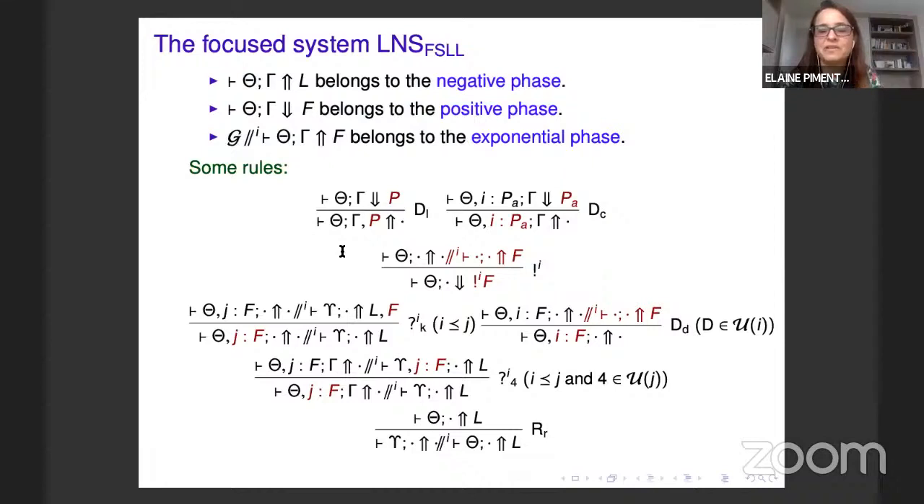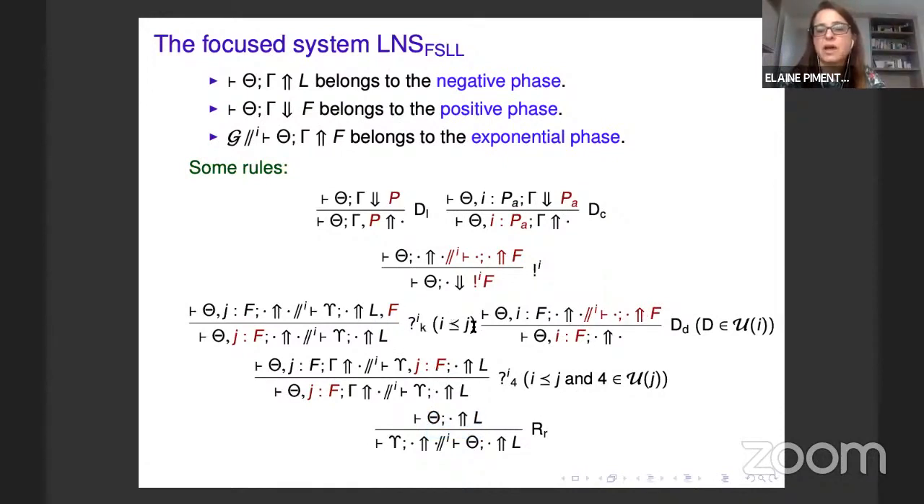The only thing I want to tell you is two things. First, this is really the promotion rule, the bang right rule. You create another component and you move up, but then you are in an exponential phase. In the exponential phase, the only thing you can do is move formulas from one component to the other, just as before. And then at some point, when you're done moving things, you finish, and then you're in the negative phase again. This is the dynamics of the proofs. They are going to be this way, always.